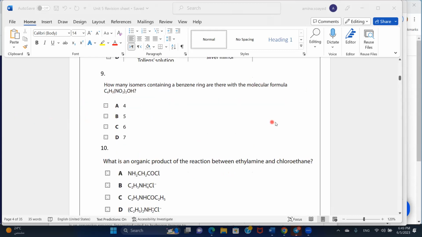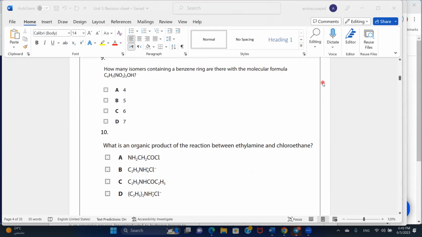Number 9, how many isomers containing a benzene ring are there with the molecular formula C6H3NO2O2OH?